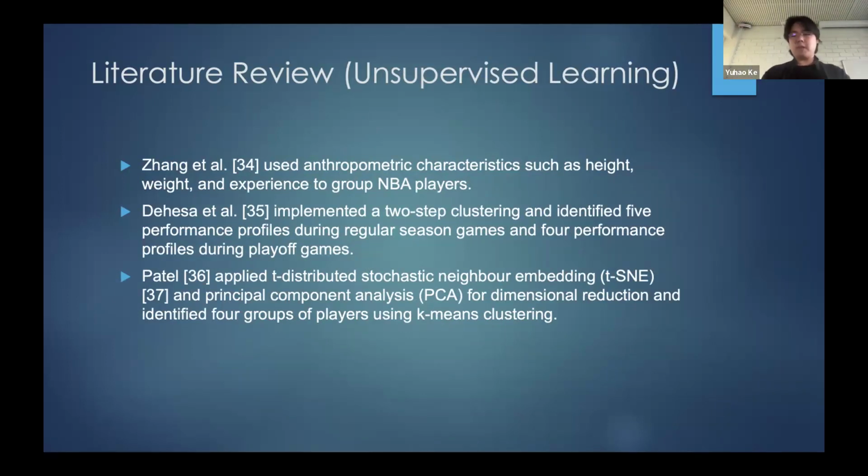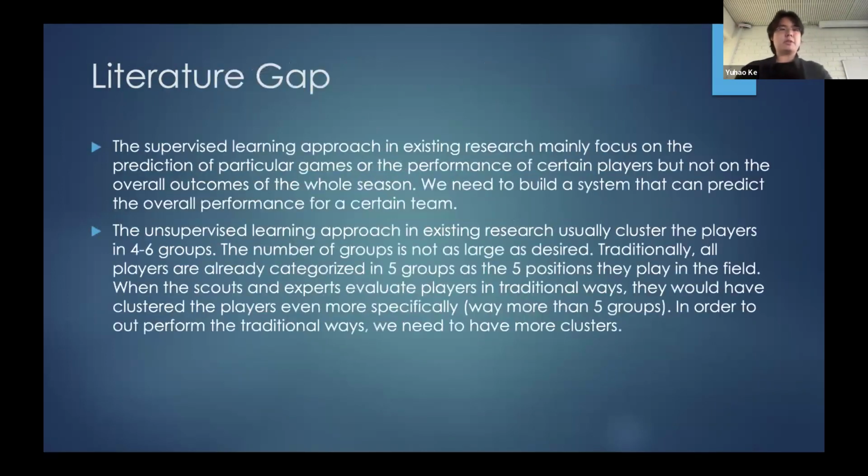So let's do some conclusion here. For the supervised learning, they are generally good, but they all focus on particular games. None of them focus on the overall season. That is the question we need to fix. And for the unsupervised, usually they categorize players in 4 to 6 groups. The number is the issue. So if you are familiar with basketball, all the players are already categorized in 5 positions on the ground, right?